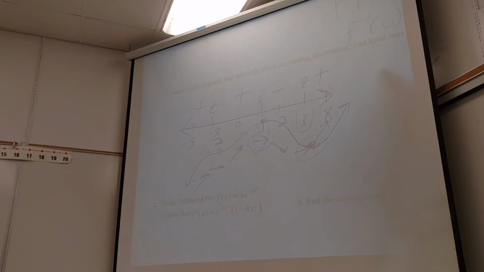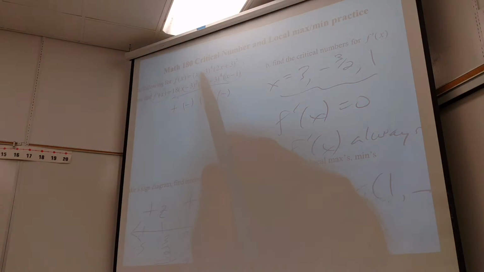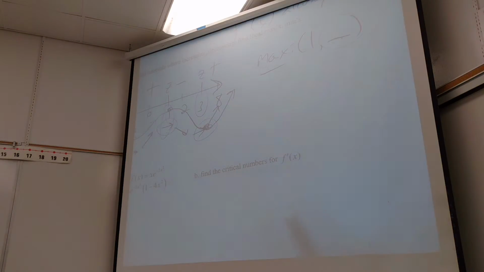So what's the max? Max occurs at what x value? 1. So what's the point? 1 what? Comes out to be something huge. You've got to be careful now. Where are you plugging 1? In the original function. I want to know where the function is at 1. I already know that the slope is 0, so if I plug it in there, of course I'm going to get 0. I want to know where the function is at 1.